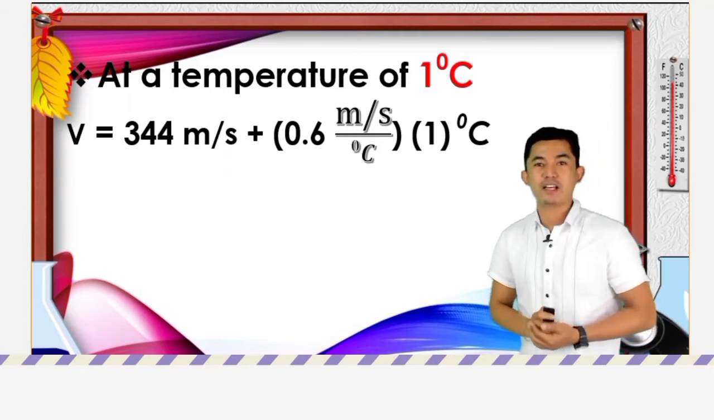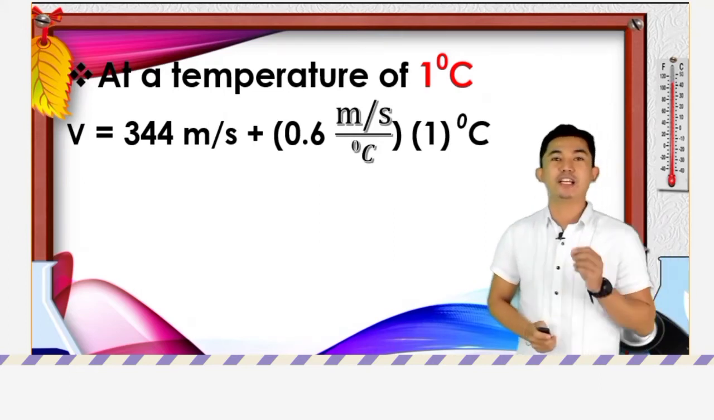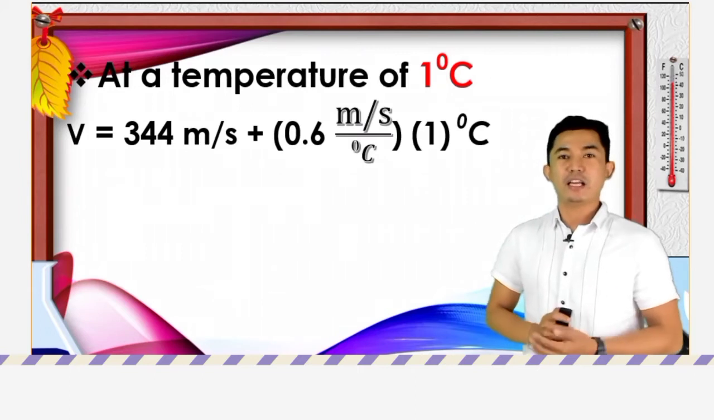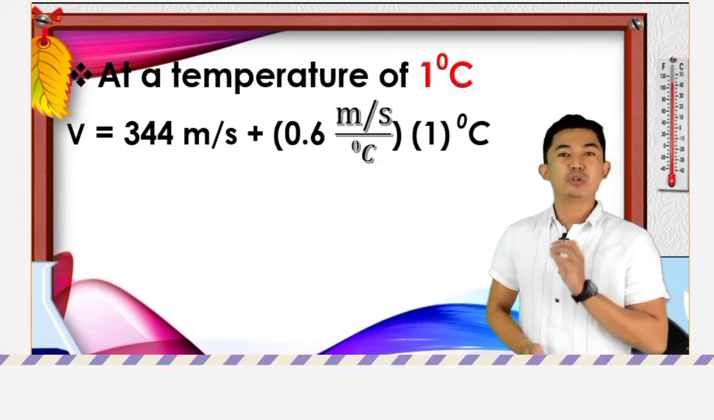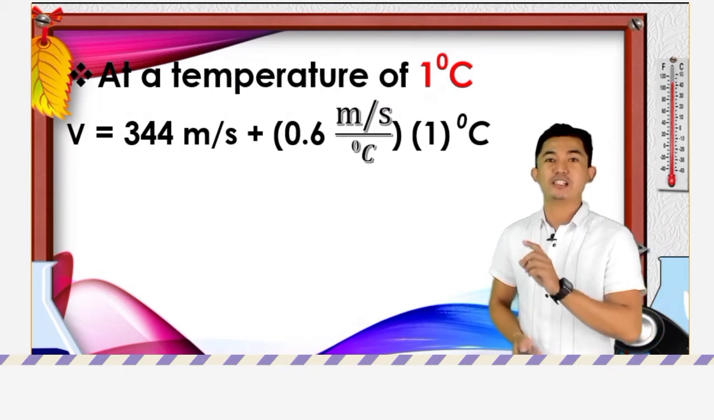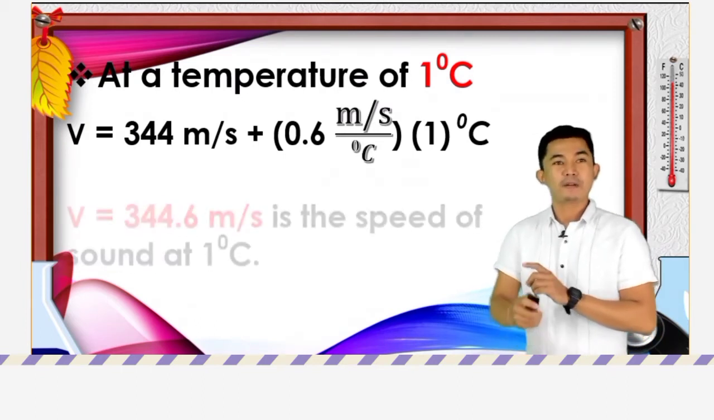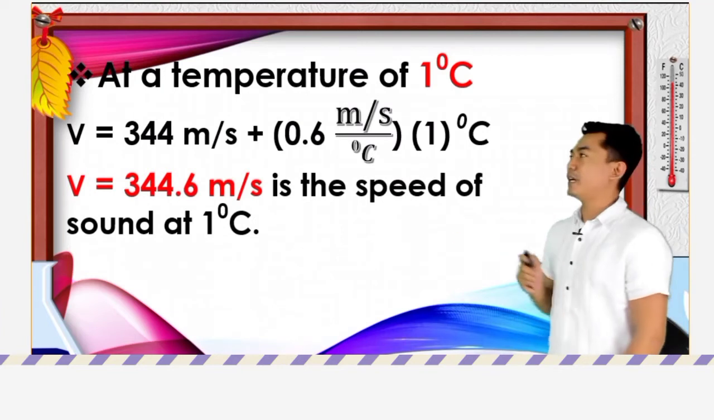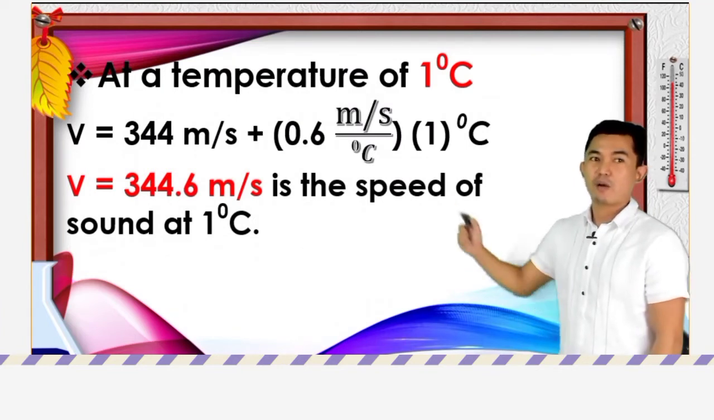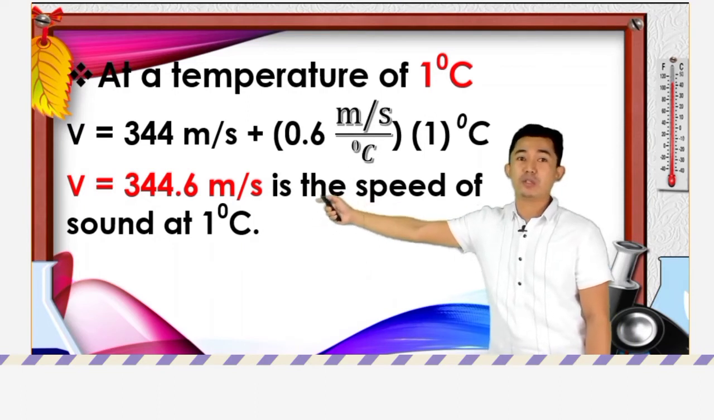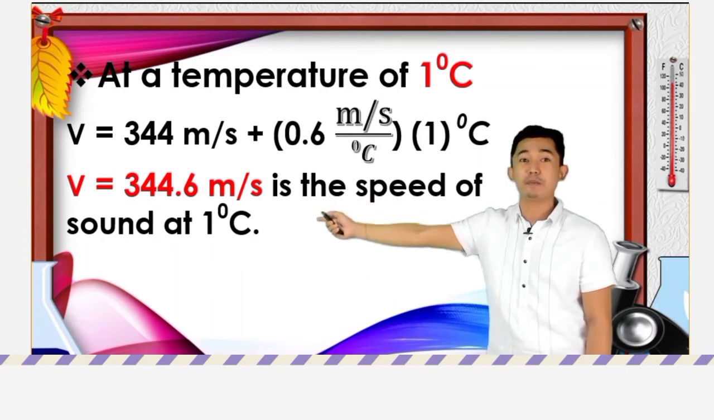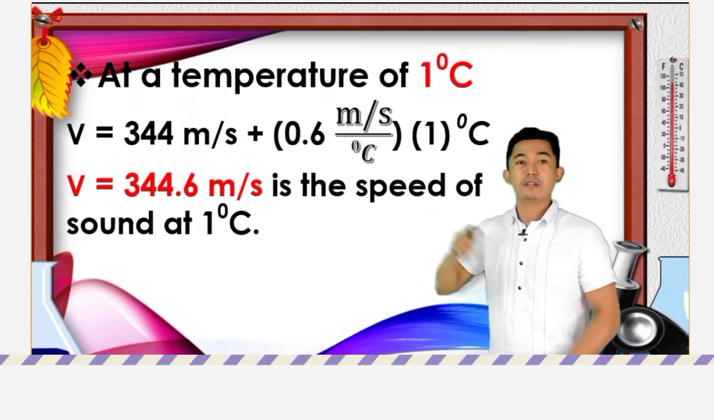Exactly. That is meter per second and degree Celsius. But in mathematics, we need to cancel this same unit, which is degree Celsius. Now, what should be our answer? Our answer should be speed is equal to 344.6 meters per second. That would be the answer.